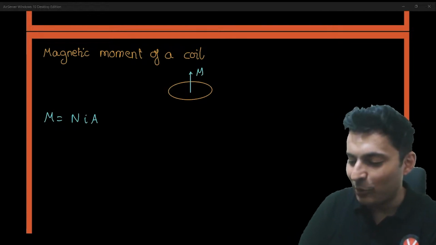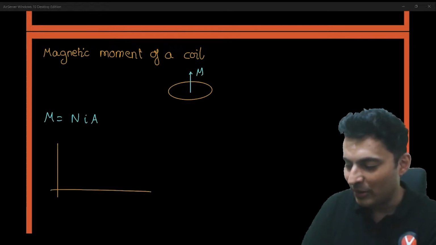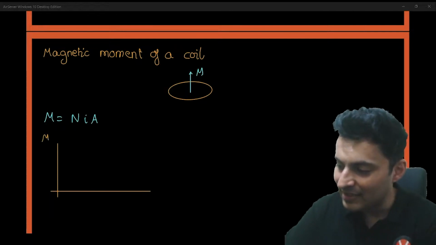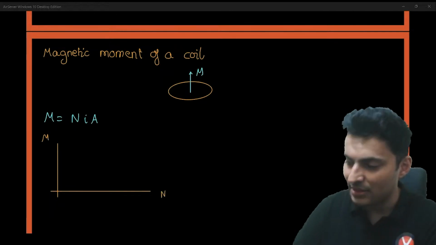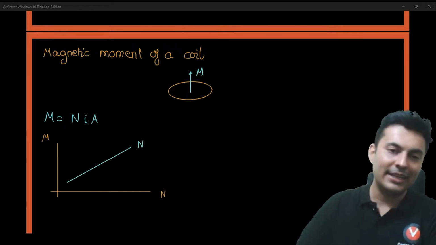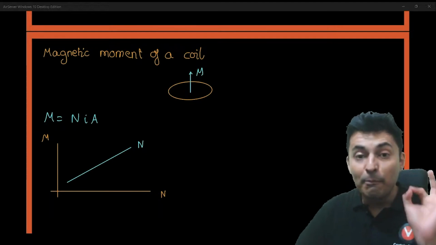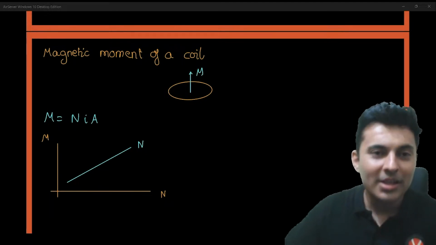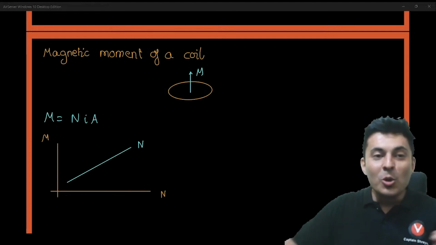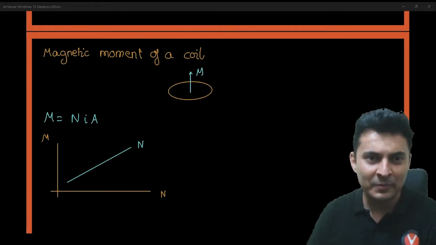So because it is NIA, what will happen? If you draw a graph of magnetic moment versus number of turns, ideally the graph should be a straight line. That's what you would expect. But this is only true if you have sufficient wire to improve the number of turns.